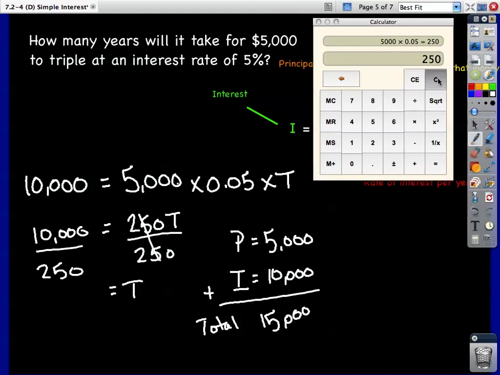Okay, well, like I said, we can do all this in our head, but I'm going to prove to you that I'm not crazy when I tell you what these numbers are by showing you on my calculator. So T must be 40. That means if you wanted to go from $5,000 to a total of $15,000, to earn $10,000 in interest, it would take 40 years. So again, all I did on this problem was take the formula, plug in what I knew, and solve for what I didn't know. I know you guys are going to do a great job on this and have fun.